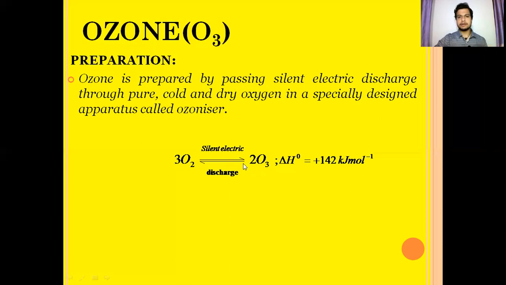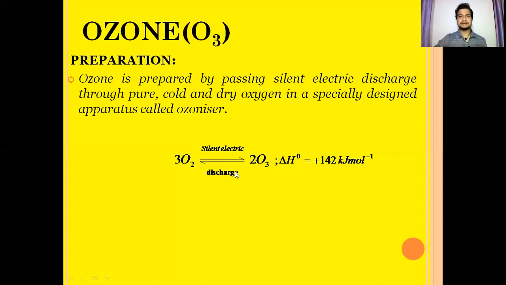And that's why you need care with the energy. Remember that you cannot give the energy required, plus 142 kilojoule per mole, in the form of heat, because if you give it in the form of heat, then the heat generated in the system might convert the ozone back to oxygen. So that's why we give an electric discharge, but a silent electric discharge.